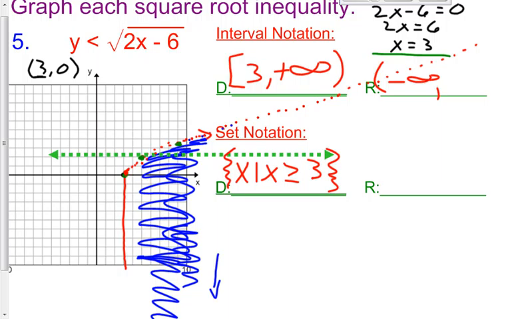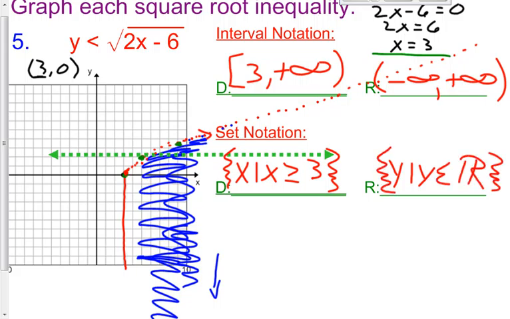So my shading is going to go from negative infinity all the way to positive infinity. So it's every real number, all real numbers. And that's what you're going to put for your set notation. Y such that y belongs to all real numbers. That one is very tricky.